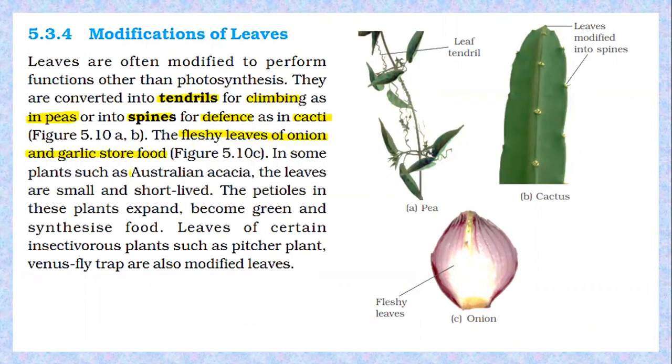In some plants, such as the Australian acacia, the leaves are small and short-lived. The petioles in these plants expand and become green and synthesize food. This is a previous year question which we have already discussed. Leaves of certain insectivorous plants such as the pitcher plant, Venus flytrap, etc. The pitcher plant and the Venus flytrap, all those are leaf modifications, which is very, very important.